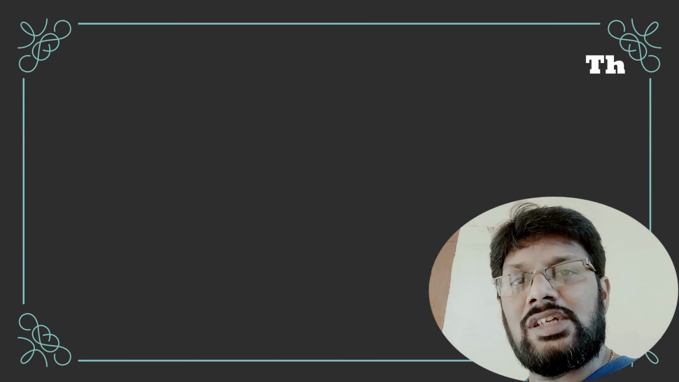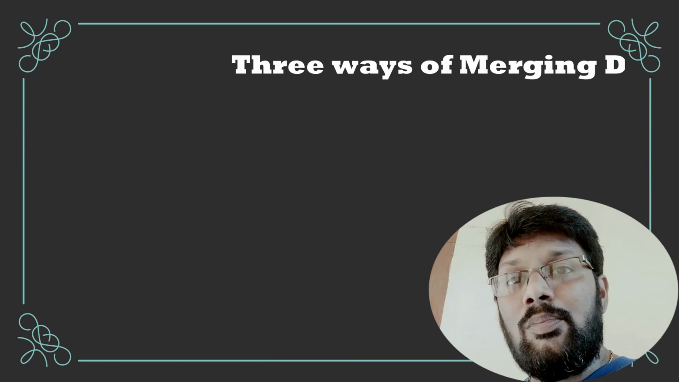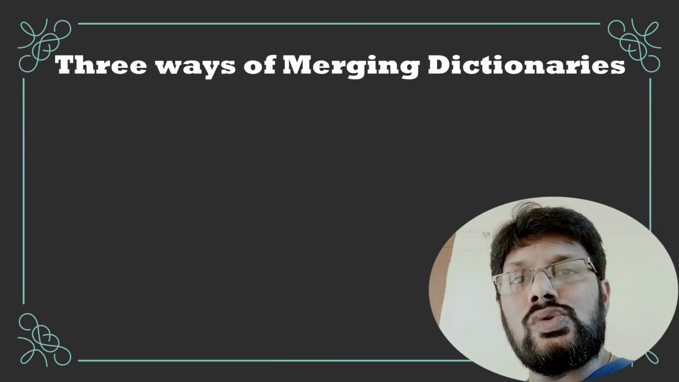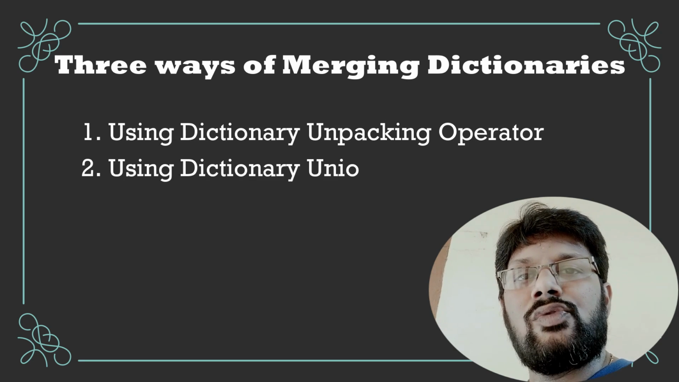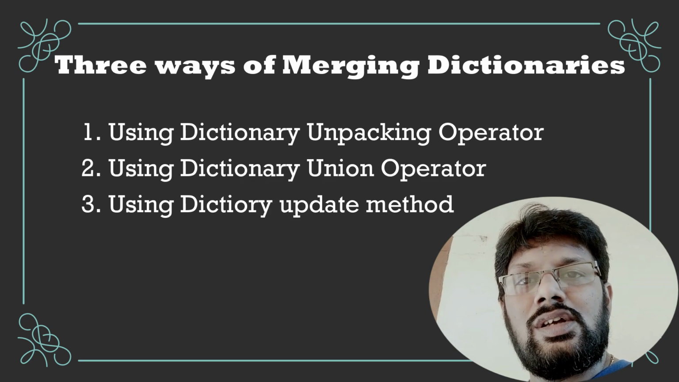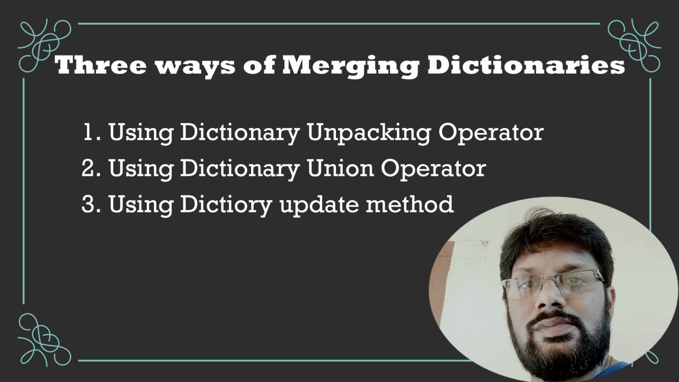Sometimes we need to merge multiple dictionaries to get a single dictionary. In Python there are three ways to do that. In this video I will cover all these three different ways to merge the dictionaries by using some examples.